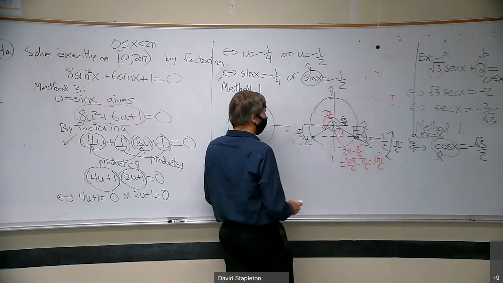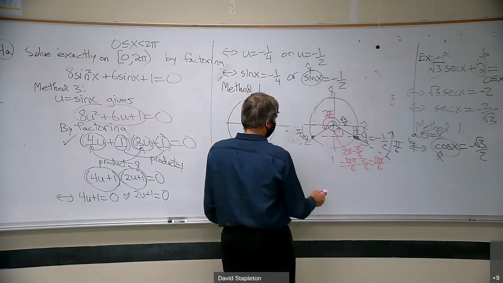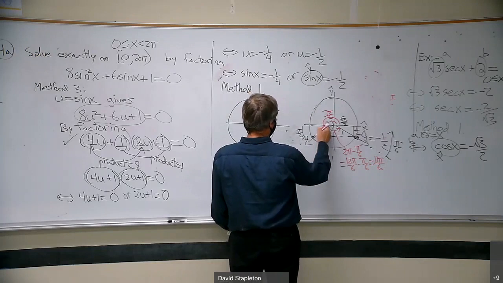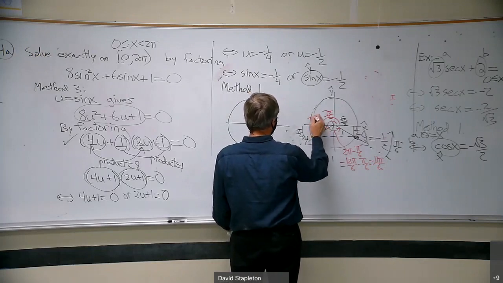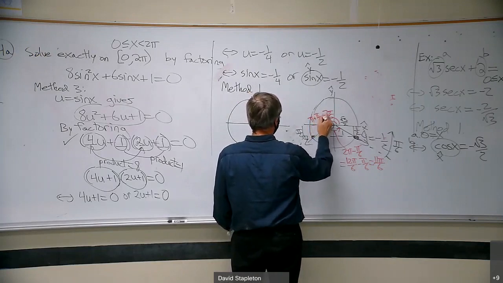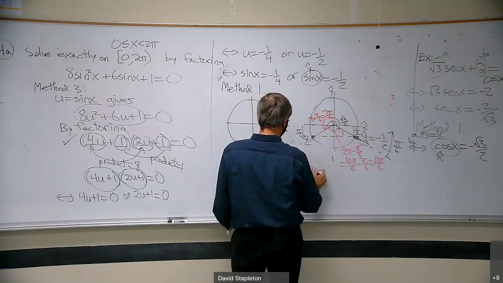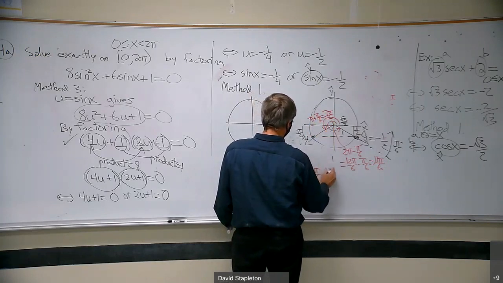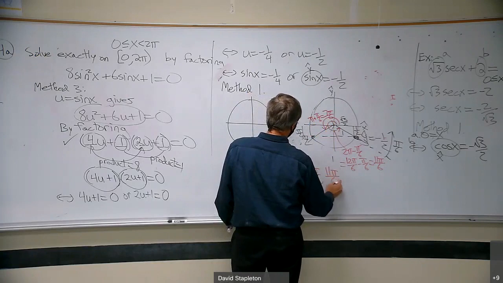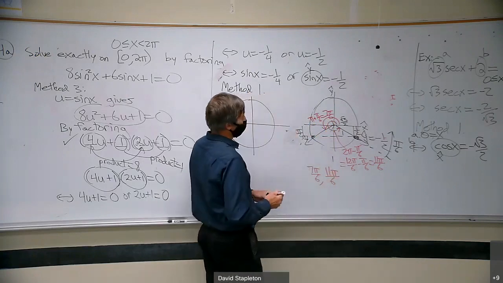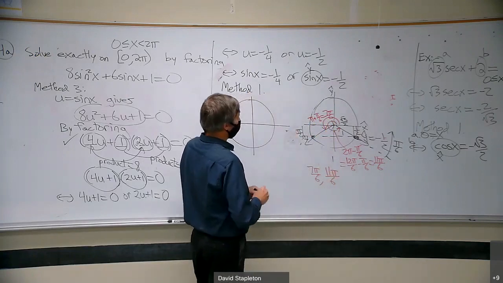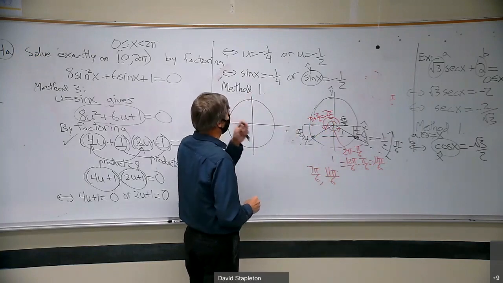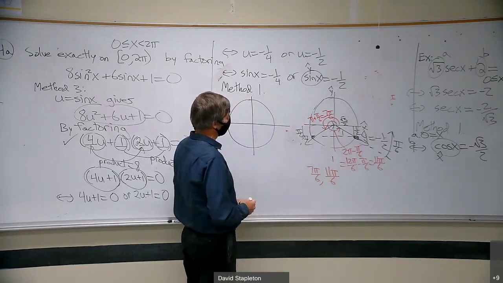There we go. So we've got two angles from this one. 7 pi over 6, which is pi plus pi over 6. 11 pi over 6. And since we're just dealing with sine of x, we don't have to go and take all solutions theta and then throw out the extras. We just already have all the ones between 0 and 2 pi.